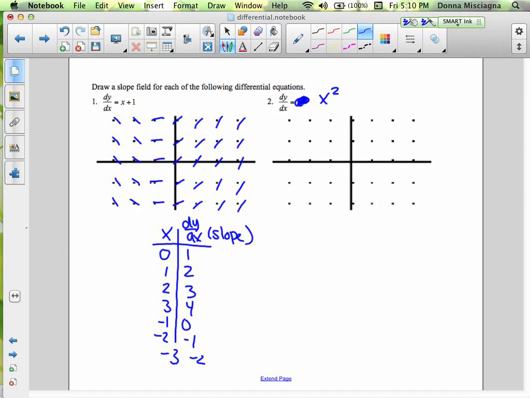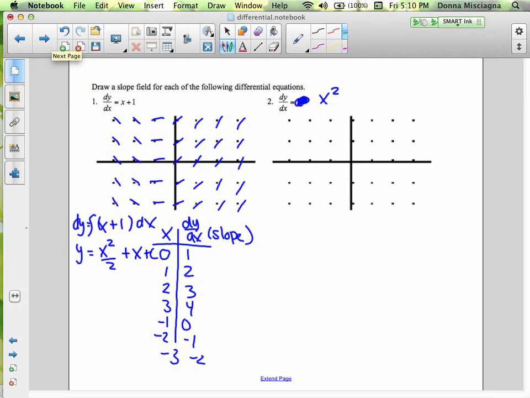On this one we can integrate. So if we integrate x plus 1 dx, right? This would be dy equals... That would be y equals x squared divided by 2 plus x plus c. So there you can see we have a parabola, and it is shifted a bit, because of that plus x. All right, let's try the next one.